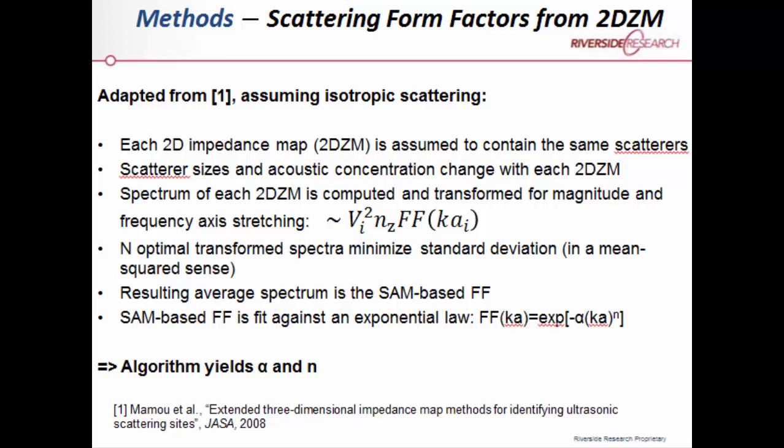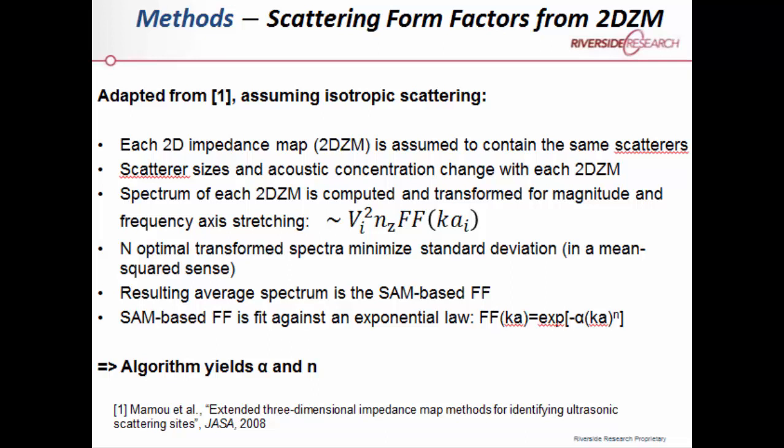So there's something about the magnitude that we can fix easily, but there's something about the frequency axis stretching that's a little bit more tricky. But the way we do that is using an optimization technique, and basically we make all these functions, we match their amplitude and stretch their axis so that they match in the best possible way. And we just average this modified spectrum, and that's the form factor.